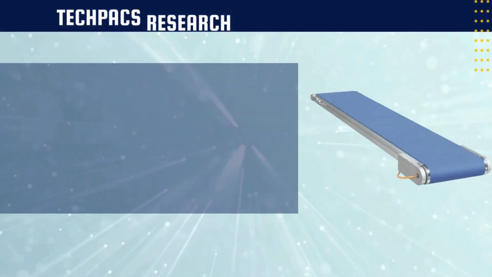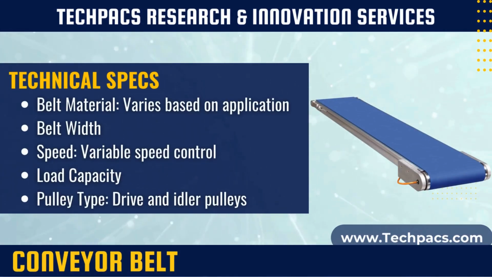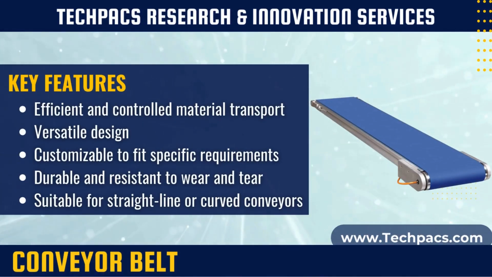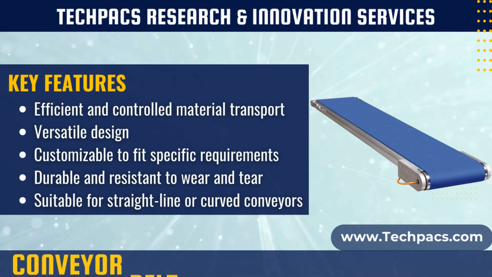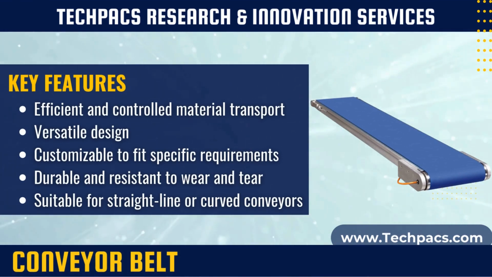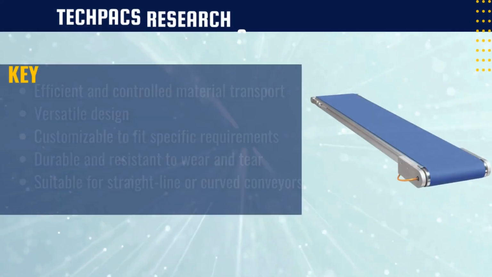Conveyor belts consist of a belt made from materials such as rubber, fabric, or metal. The belt is looped around two or more pulleys, with one or more of the pulleys powered to create movement. Items or materials are placed on the conveyor belt, which moves them along a predetermined path. Conveyor belts can be configured for horizontal, inclined, or vertical movement, depending on the application.